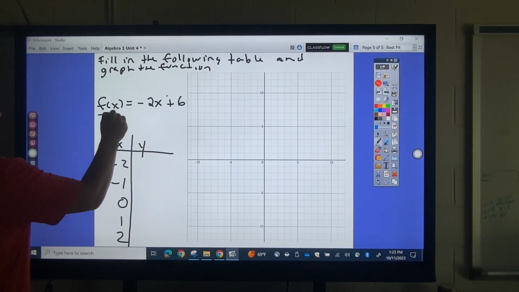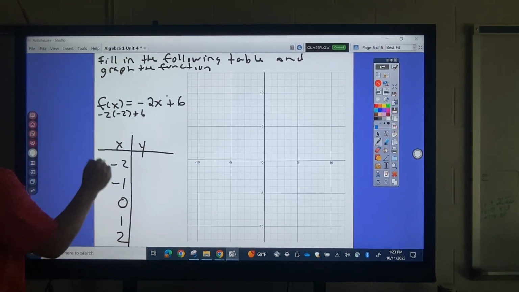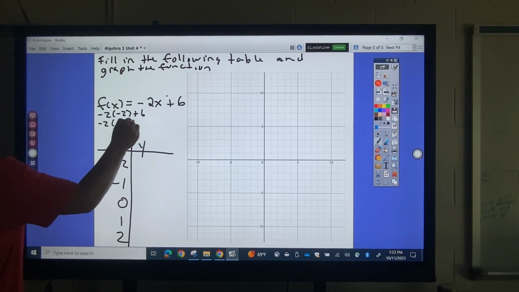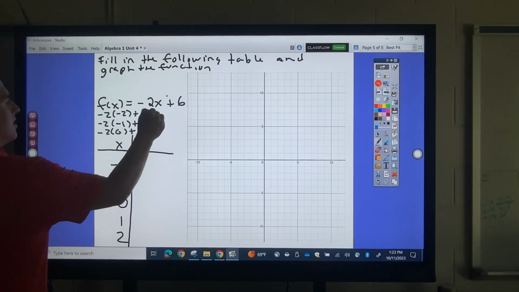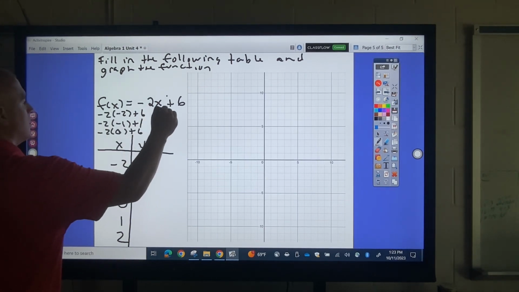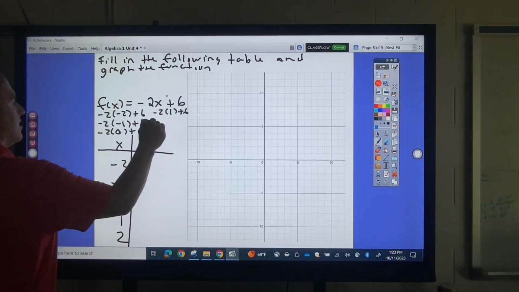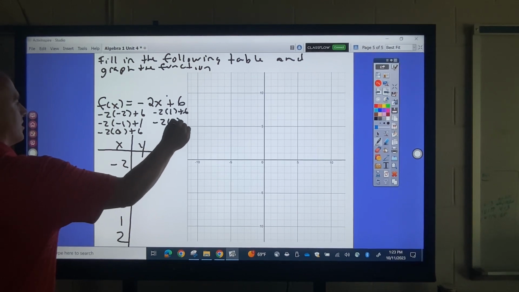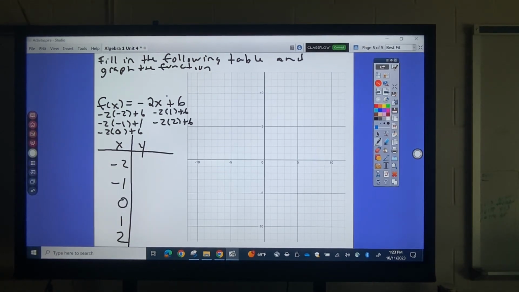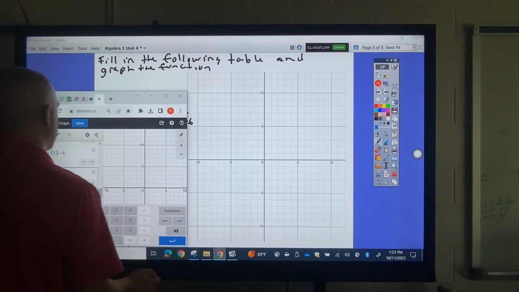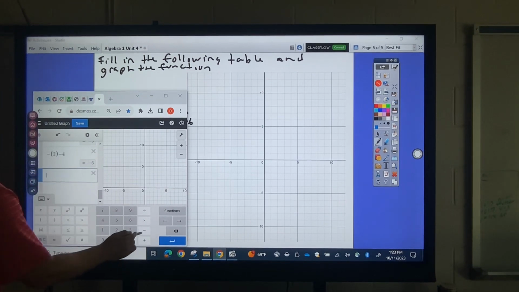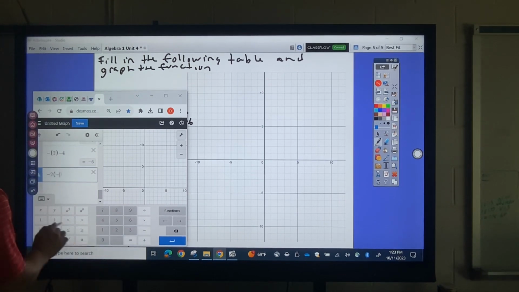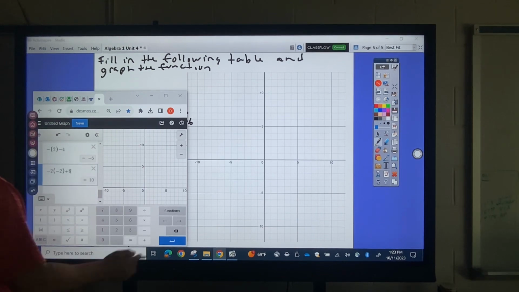Negative 2, parentheses, negative 2 plus 6. Then I'm going to put negative 2, parentheses, negative 1 plus 6. I'm going to do negative 2 times 0 plus 6. Okay, negative 2, 1 plus 6. And then negative 2, 2 plus 6. So all we're doing is just evaluating. Very simple calculations. Okay, negative 2, parentheses, negative 2 plus 6. That's going to be 10.